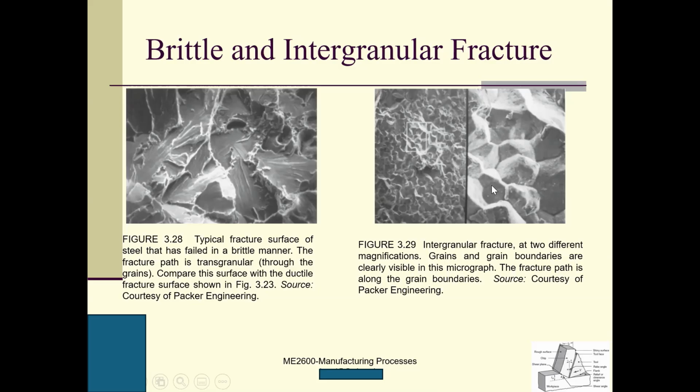The grains and the grain boundaries are clearly visible in this microscope. See, this is the grain that is off from the body, and you can see this grain boundary. So these are two different magnifications. This is much bigger than this one.